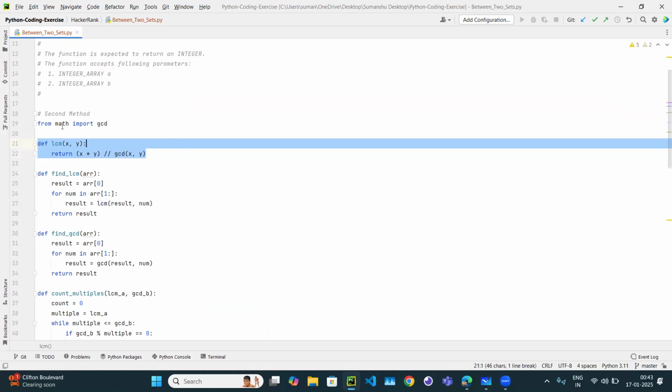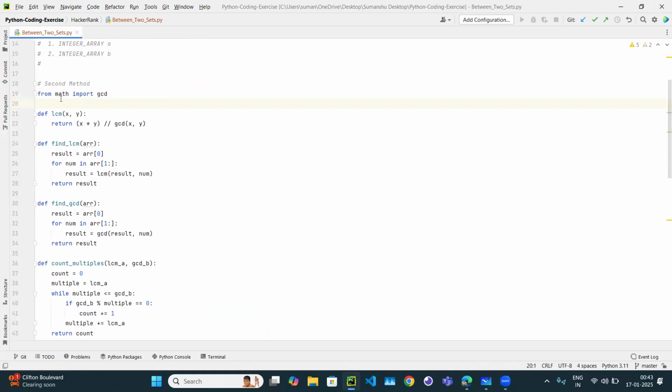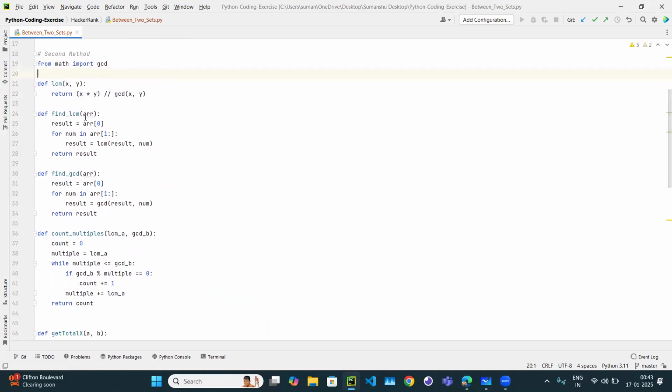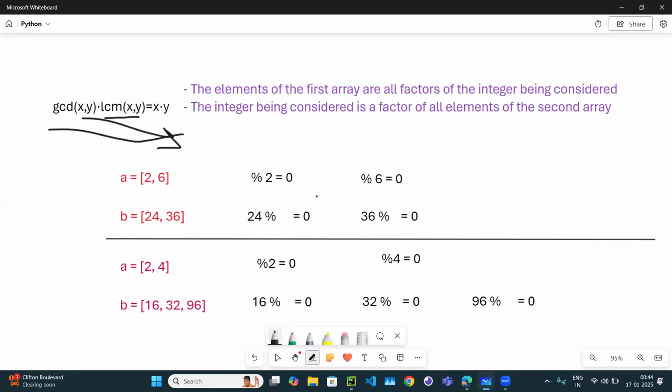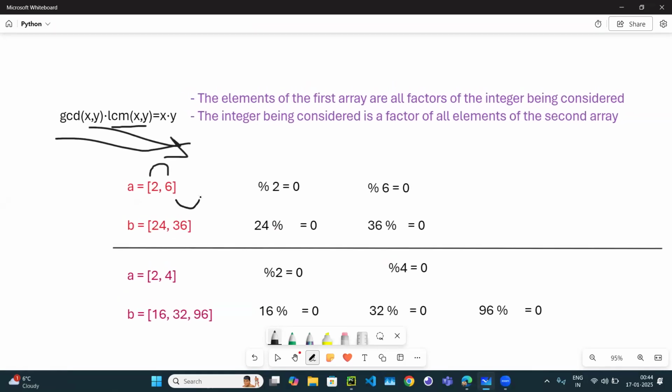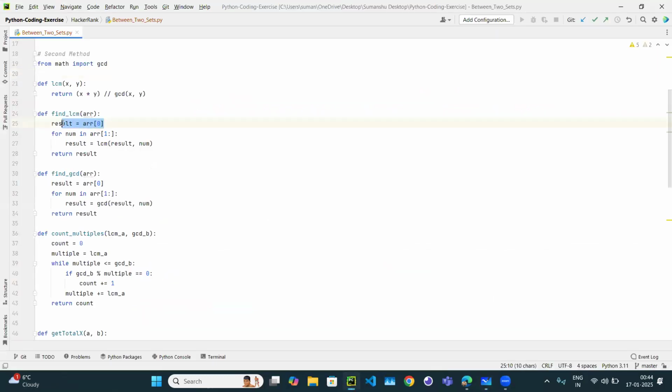And for the GCD, we have the inbuilt function in the math module, right? And how do we find the LCM of an array? Let's suppose you have an array: 2, 6, 9, 13, 14, so many numbers. First you take the first two elements, and whatever result comes, you check it with the next one, and then the next. The same thing we are doing here: we take the first element, find the LCM using the first and second element, put the result here, check with the third element, then the fourth element, and then we get the LCM.